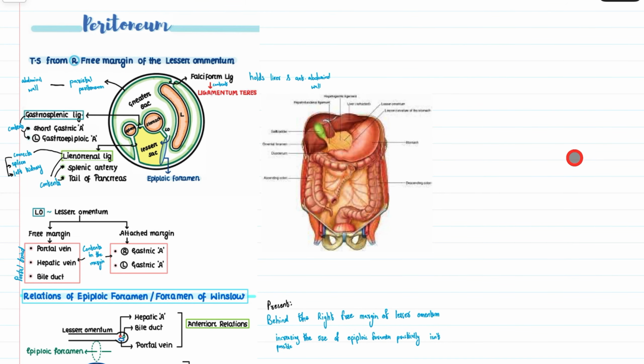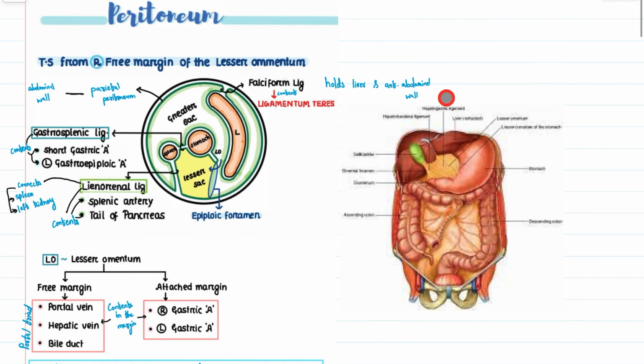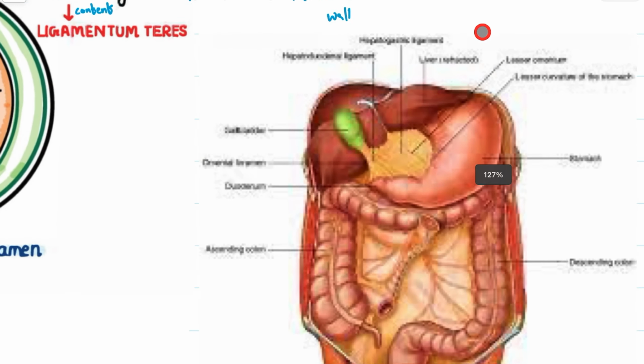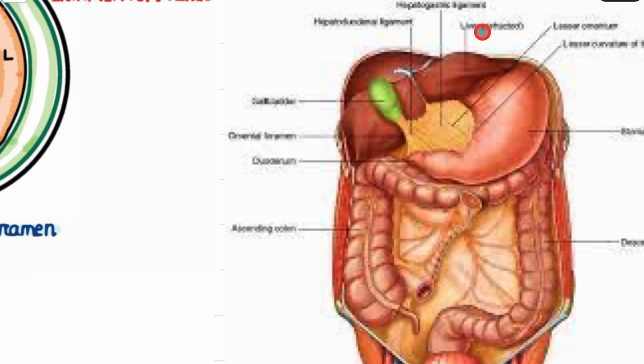Today we'll be discussing the peritoneum. The peritoneum was actually a really tough topic for me to understand during my first year of MBBS. Firstly, to have a better understanding of the peritoneum, we'll have to see the transverse section from the right free margin of the lesser omentum. As you know, the lesser omentum is somewhere over here, and we'll be seeing this transverse section.